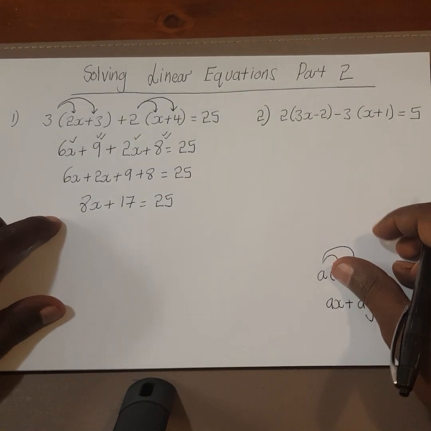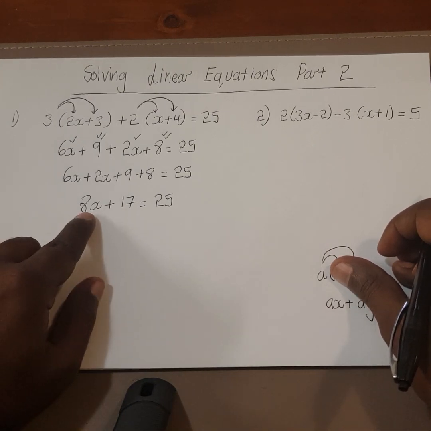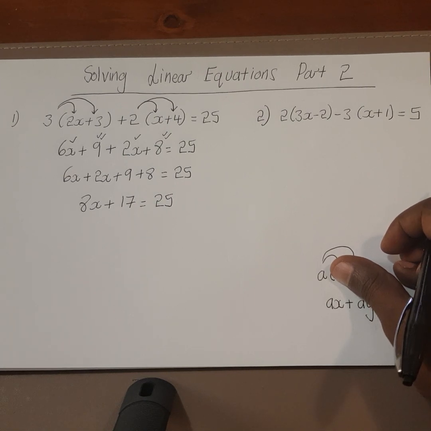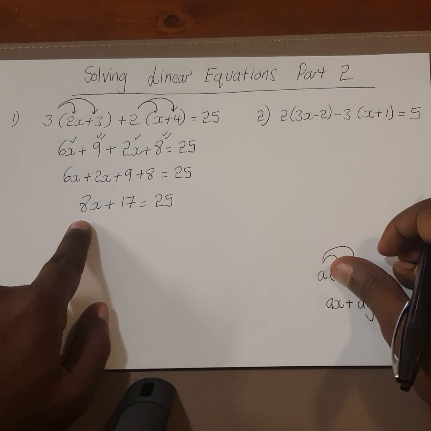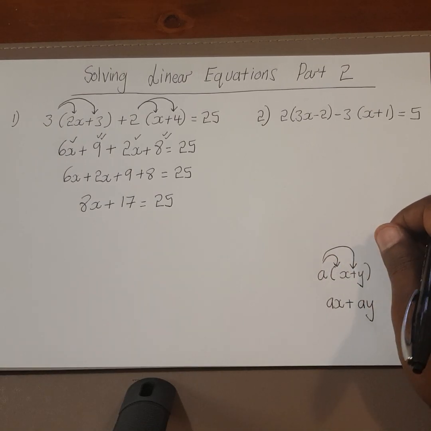So now this becomes exactly the basic linear equation that I showed in the previous video. So you've got 8x plus 17 equals 25. In other words, the question's asking me, what is that value of x such that when I multiply it by 8 and add 17, that is equal to 25.